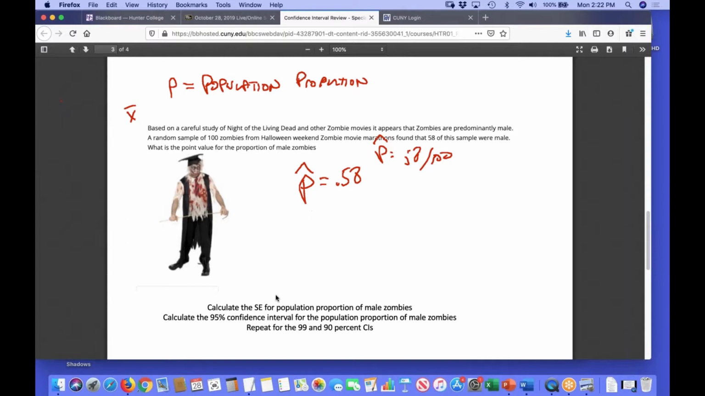So now let's calculate a 95% interval. It's very nice that we know that P cap, the proportion for our sample, is equal to 0.58. But what we're really interested in is the entire population proportion. We'll never know that unless we watch every zombie movie ever made and count every zombie, and they're coming out all the time. There are 3 of them coming out this fall, this Halloween, and so on.